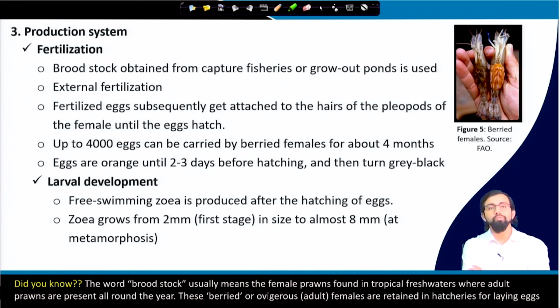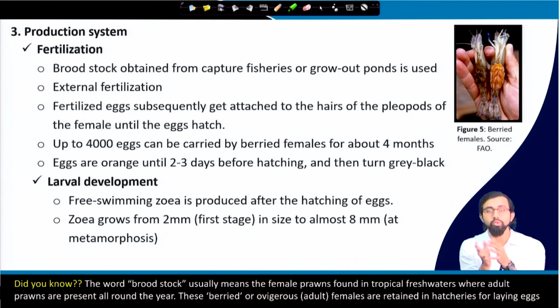So in general we use this broodstock obtained from the captured fisheries, or the grow-out pond, for the external fertilization process. The fertilized eggs subsequently get attached to the hairs of the pleopods of these females, as you can see from the figure how it looks, until the eggs hatch. So up to 4,000 eggs can be carried by each of these berried females for about 4 months. Can you imagine?